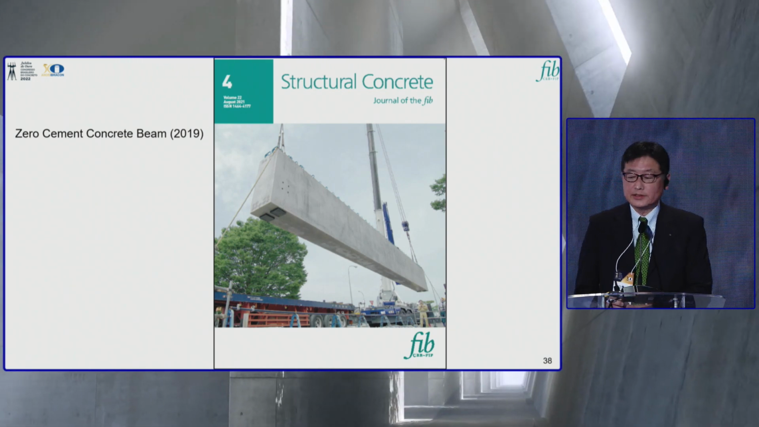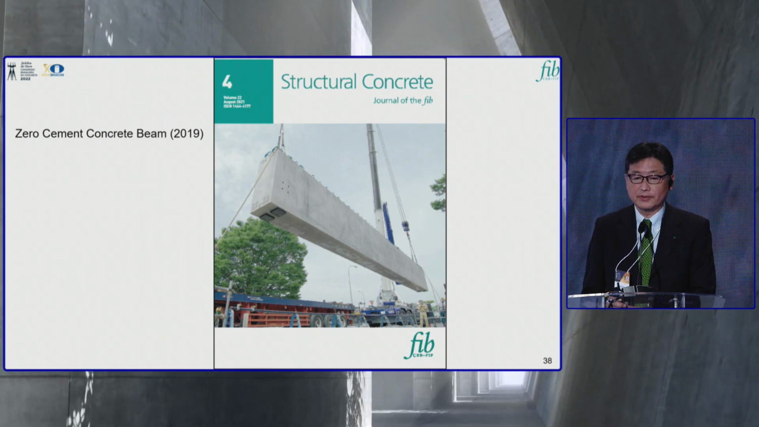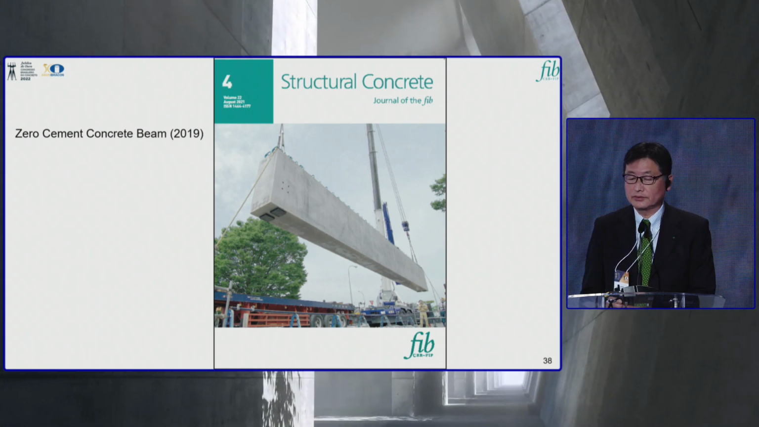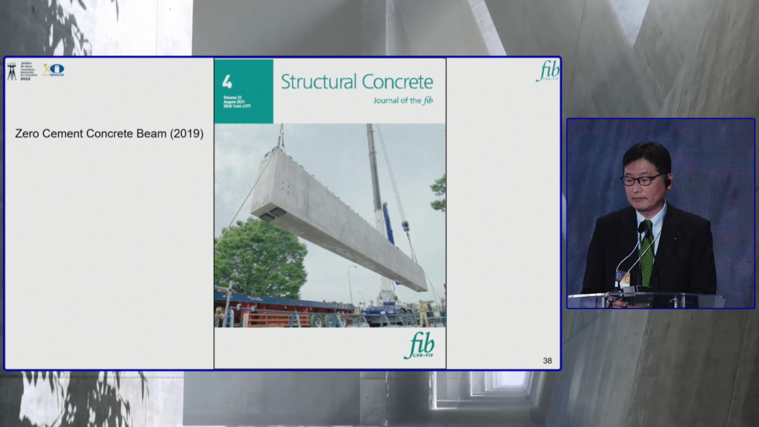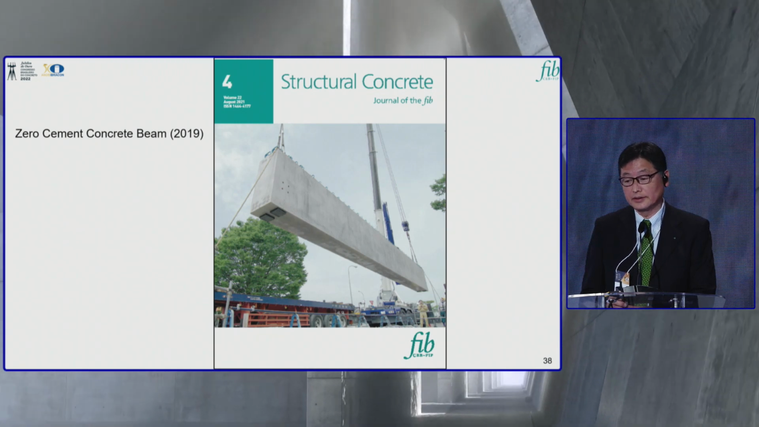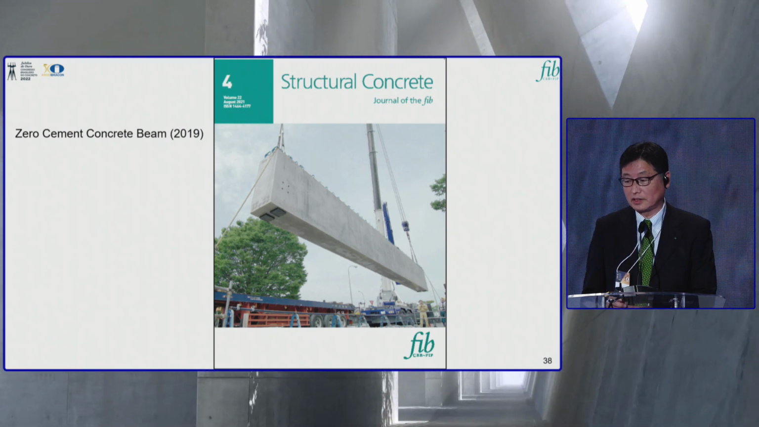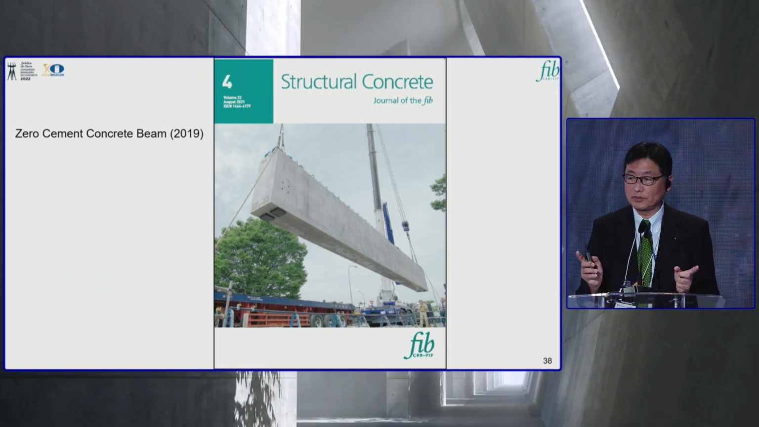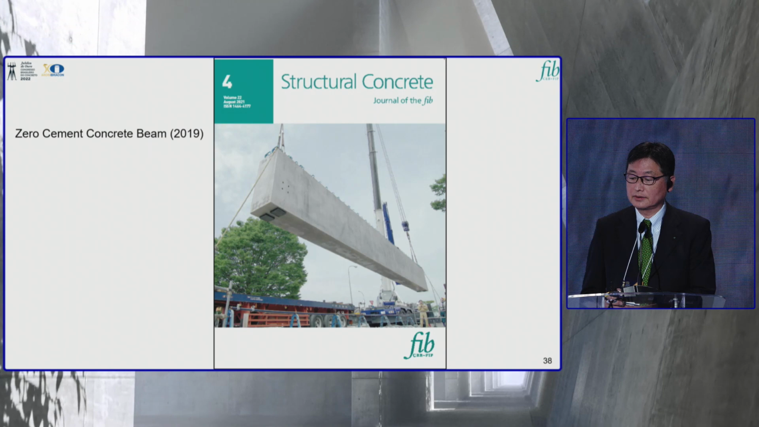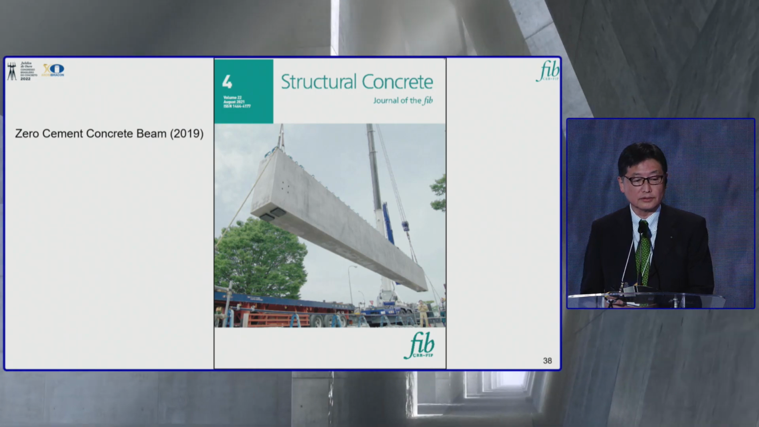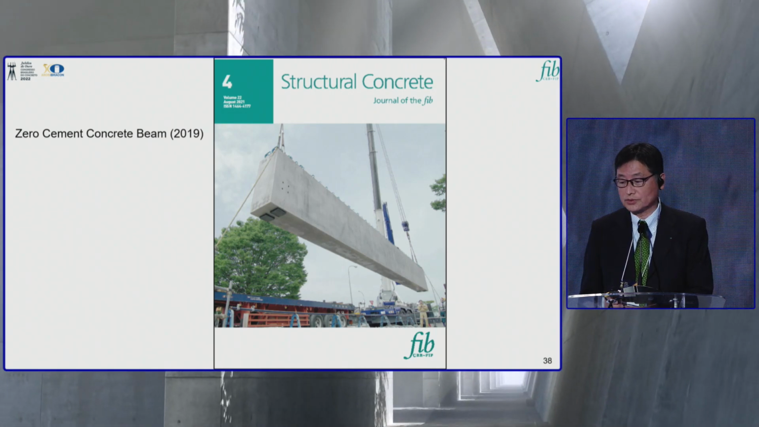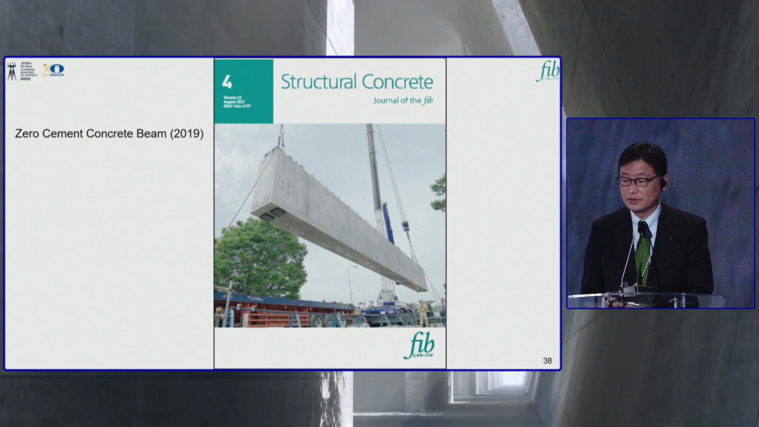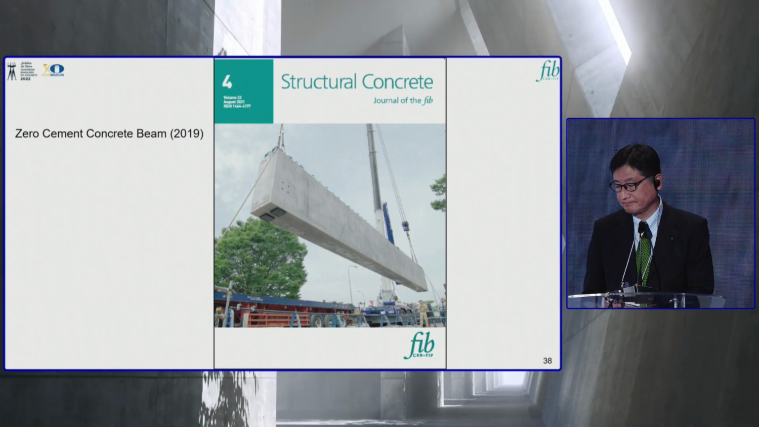In 2019, we built a zero cement concrete plus aramid fiber non-metallic girder in one of our concrete factories. The span length is very small, 12 meters, but I think this is one of the future solutions to reduce CO2 as precasters.